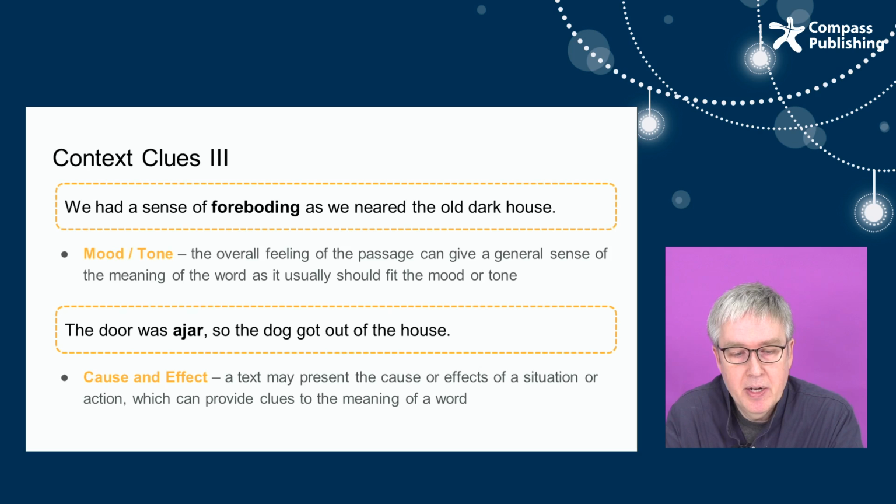The door was ajar. Something caused the dog to get out. What would that be? The door was something. The door was a little bit open. That was the problem. So we could ask our students to guess that, because they understand what the effect was. That's going to help them understand what the cause was, and that's going to give them a clue about what ajar means.